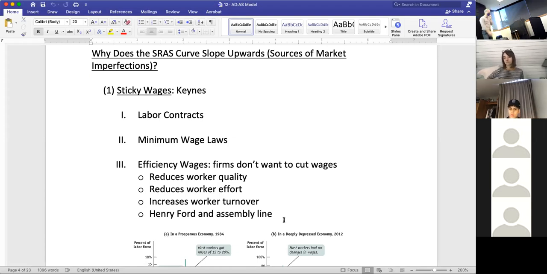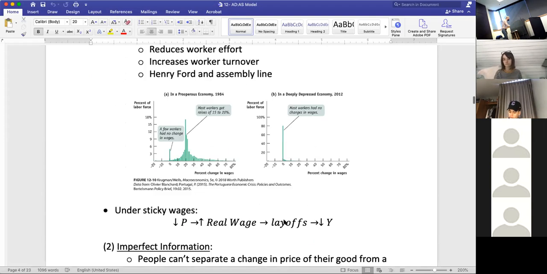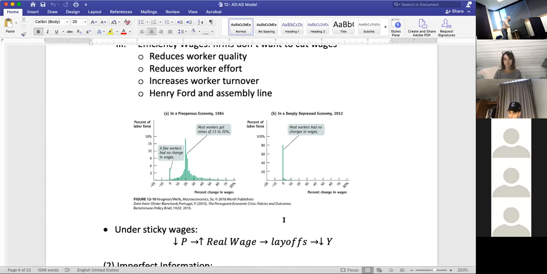And so, here you can see a little figure, right? Wait, I'm trying to remember what this figure is.